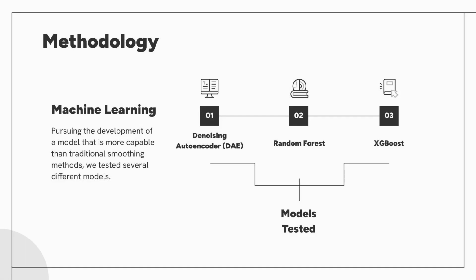In pursuit to develop a model more capable than existing methods, we initially sought to utilize deep learning neural network models. Specifically, we trained models with a denoising autoencoder architecture. However, we discovered that our sample size of 1,200 training pairs was not sufficient for a complex deep learning model. We explored the capability for smoothing with simpler architectures, namely the random forest model and gradient boosting model, the XGBoost.